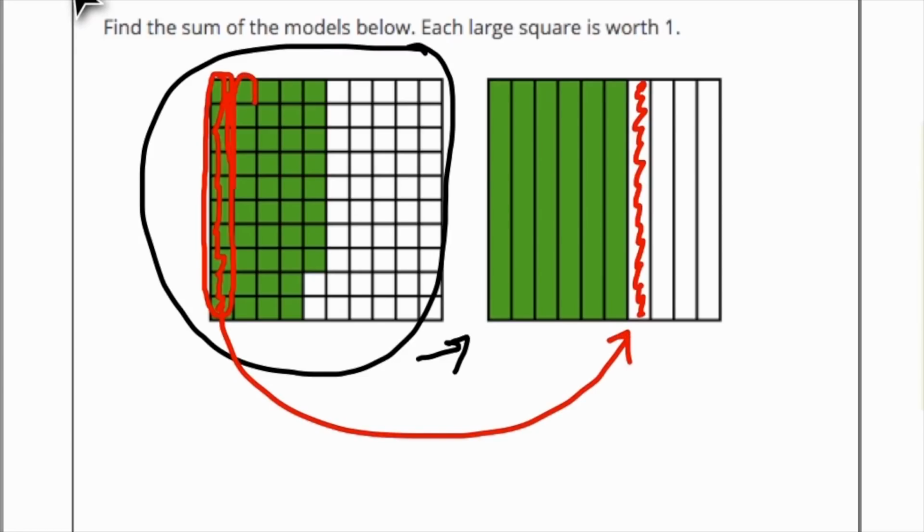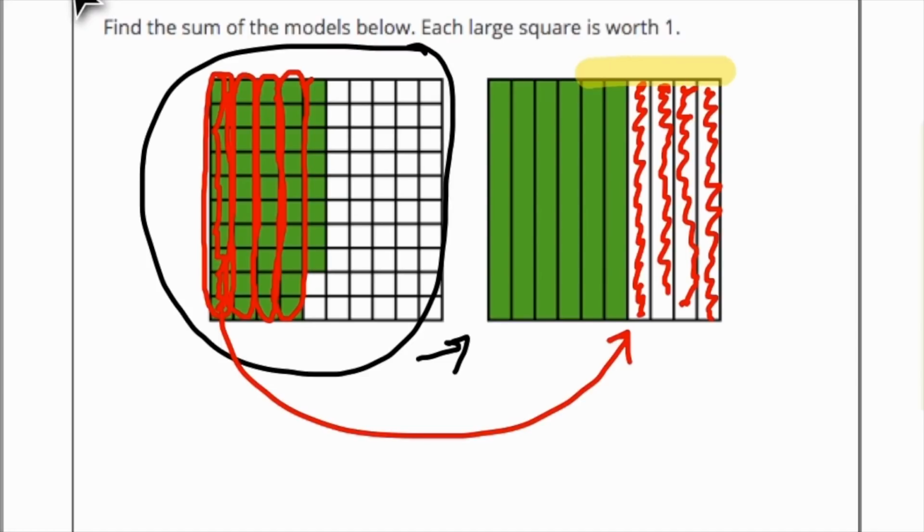Transfer this rod to here. Transfer this rod to here. And you can transfer this rod to here. So we actually just created one full box.